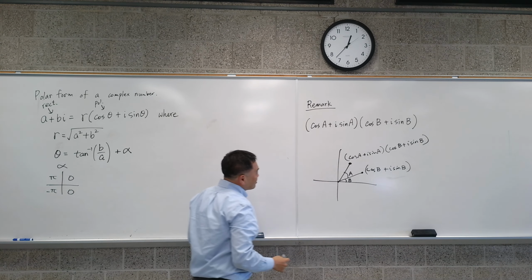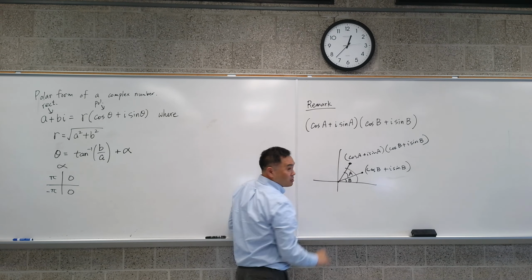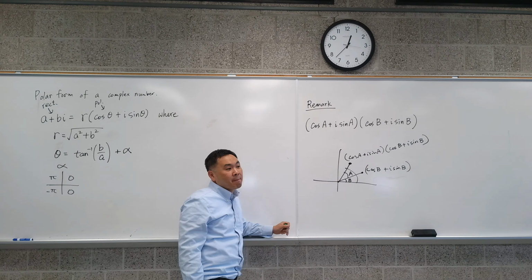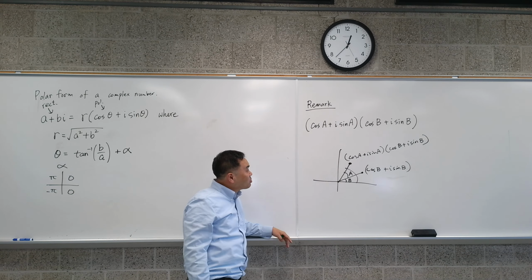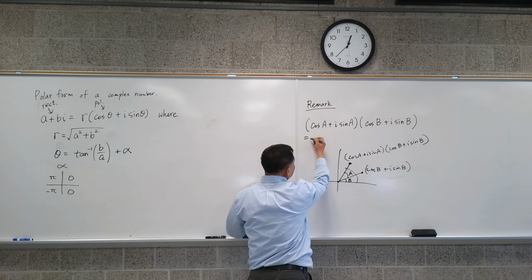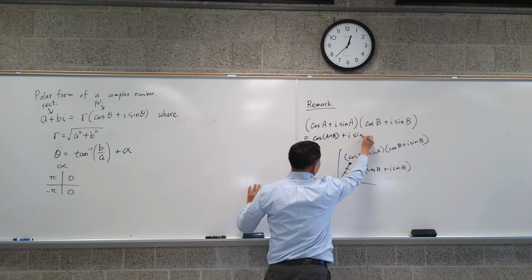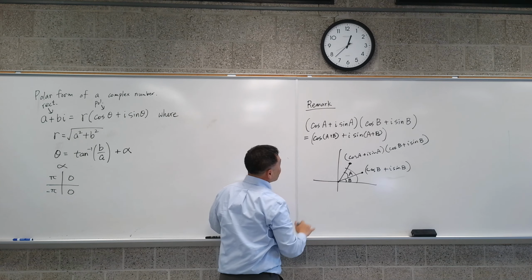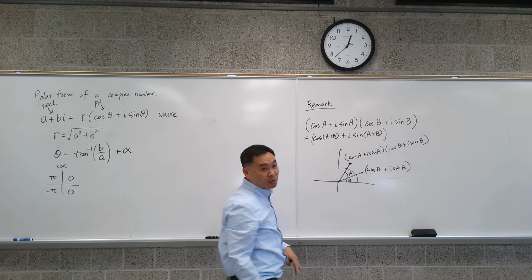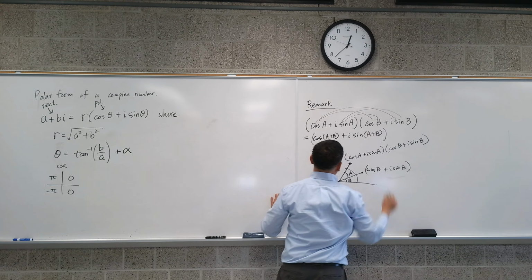But the geometry itself suggests something. What is the new angle? Yeah, A plus B. So just by drawing the graph, we see that this better be equal to cosine A plus B plus I times sine A plus B. Oh, okay, that's interesting. On the other hand, we can FOIL this out and see what happens, right? So let's do that.